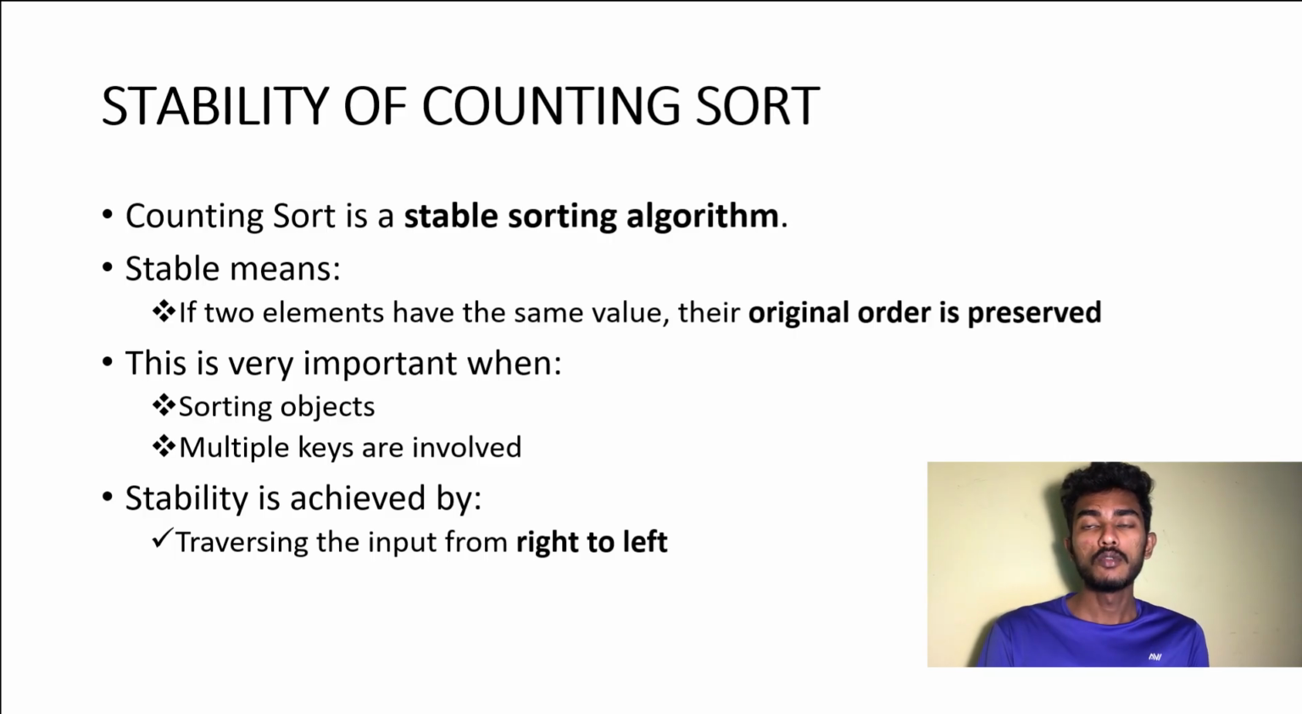Stability of counting sort. Counting sort is a stable sorting algorithm. Stability means if two elements have the same value, their original order is preserved. This is very important when sorting objects where multiple keys are involved. Stability is achieved by traversing the input from right to left.